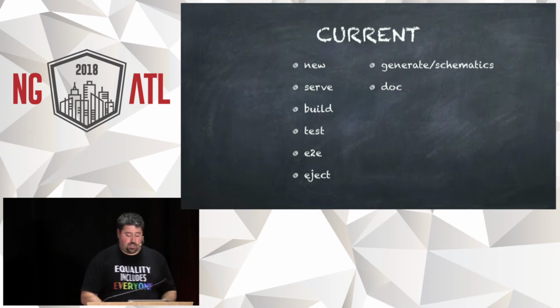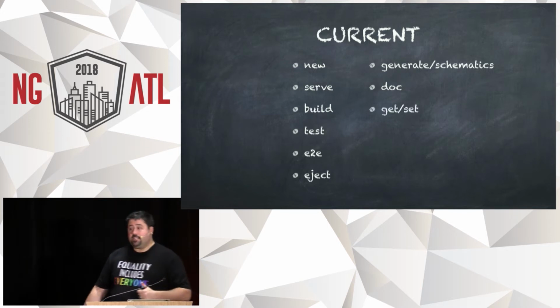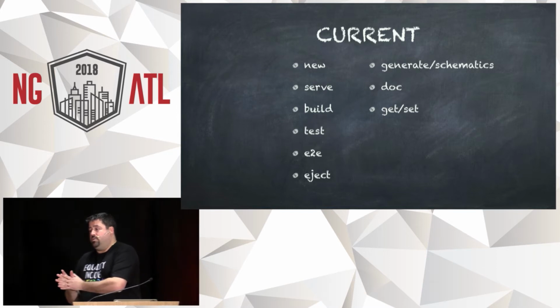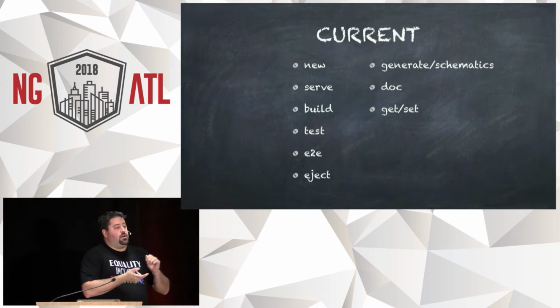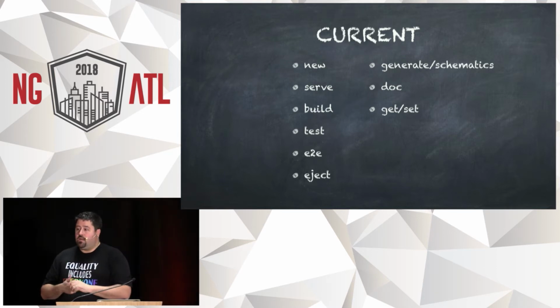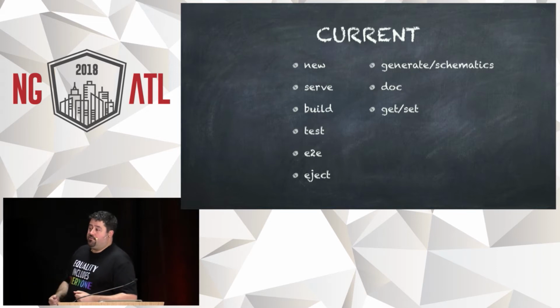So a little convenience feature there. Get and set. There's a lot of different configuration options within the Angular CLI.json. So whether or not you want to generate tests, whether or not you want your components to be inline, your templates to be inline, or your styles to be inline, you can set that all in your configuration file.